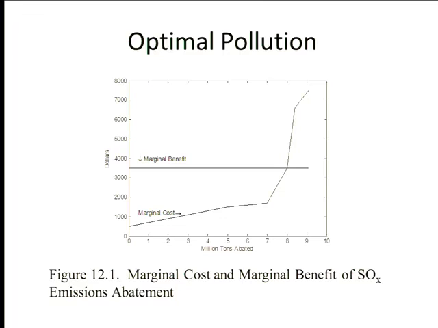Marginal benefits, there are estimates of what damage is done by a ton of SOx. It's roughly this, 3,000 and some. And the argument is, where do you go? Where marginal cost equals marginal benefit. Same exact idea. Suppose I were at 4. Should I go to 5 units abated?